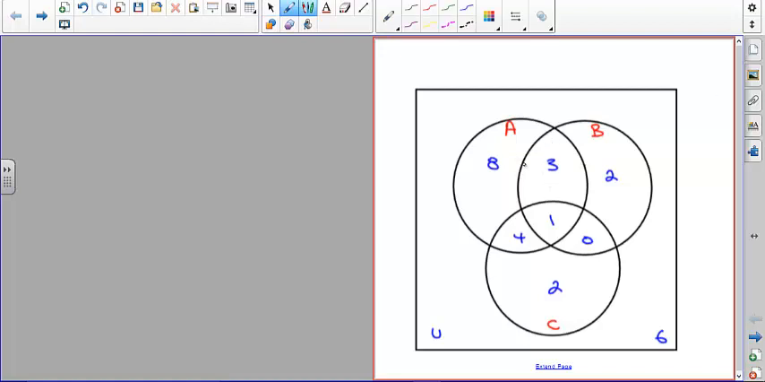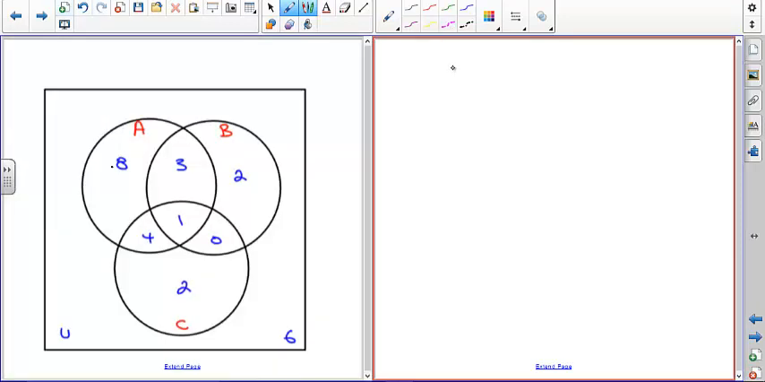So what we have here is three sets, A, B, and C, and the numbers represent the number of elements that are in each part of the shape. So circle A consists of this shape, this shape, this shape, and that shape. There are 8 elements in this part, 3 in this part, 1 in this part, and 4. So if I asked the question, what is the number of elements in set A, I would add these 4 numbers together, 8 plus 3 plus 1 plus 4, which would be 16.